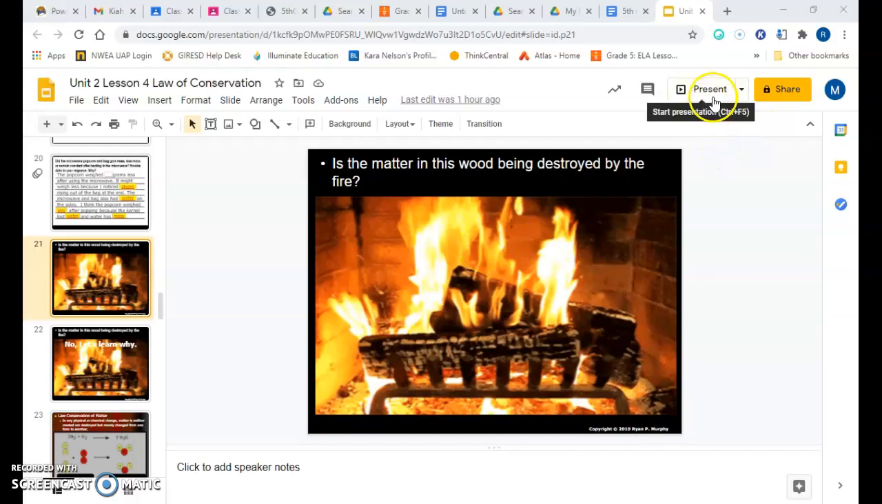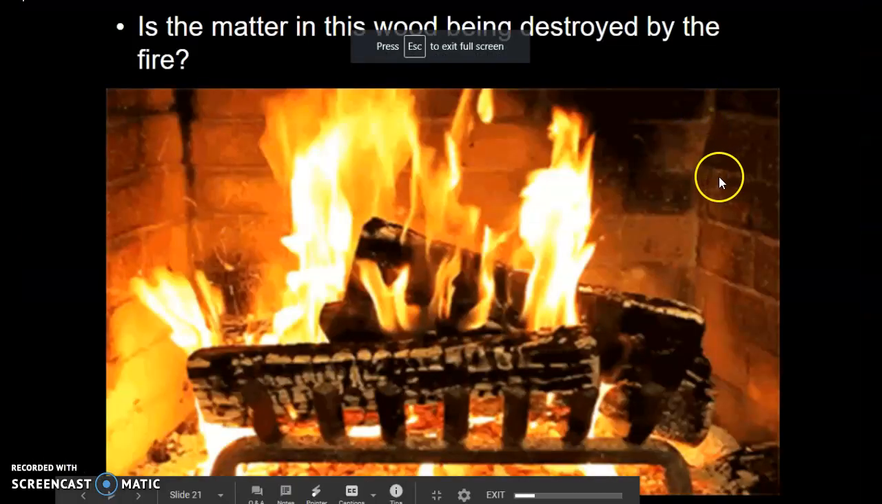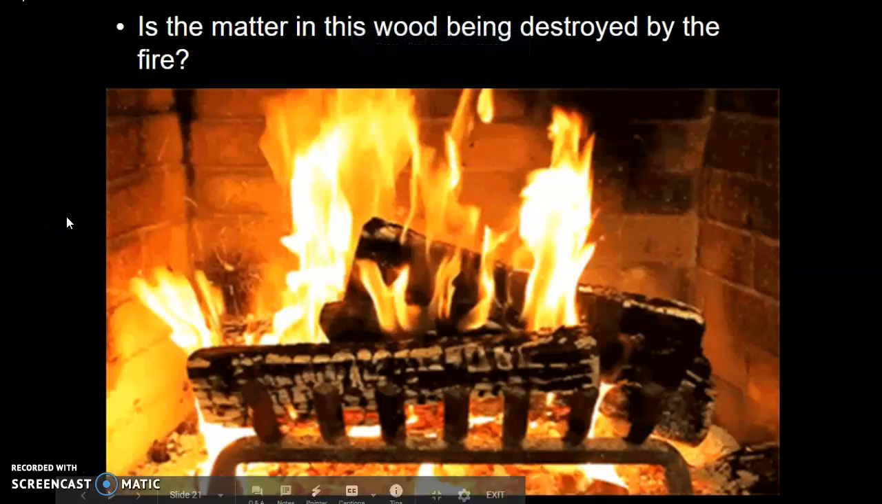Okay, welcome back. We are on part 2 of our video having to do with the law of conservation. We're going to start back where we left off. So the question after following our popcorn activity is to relate that to this wood. Is the matter in this wood being destroyed by the fire?